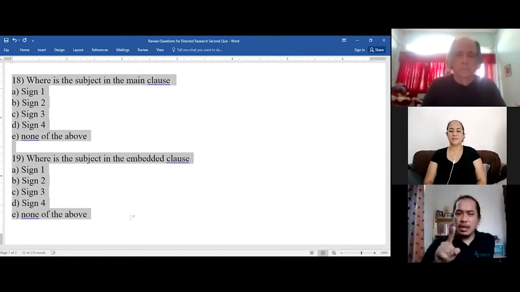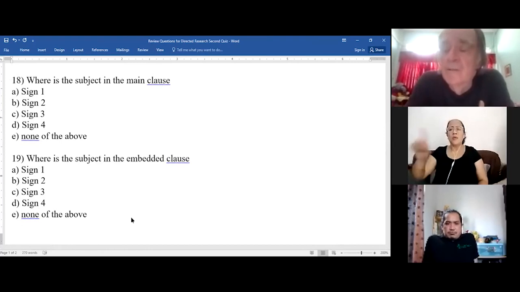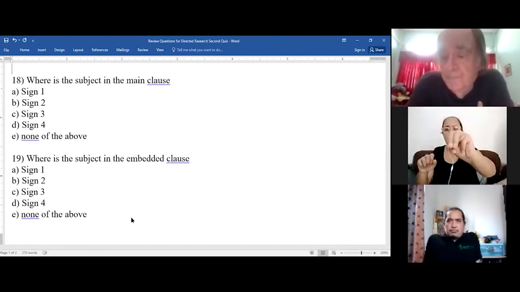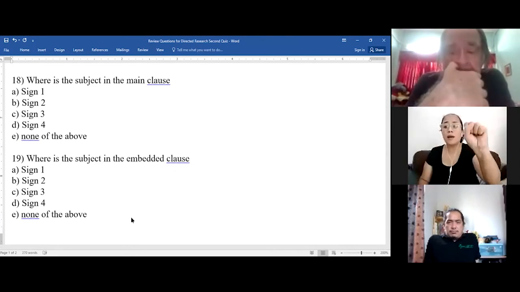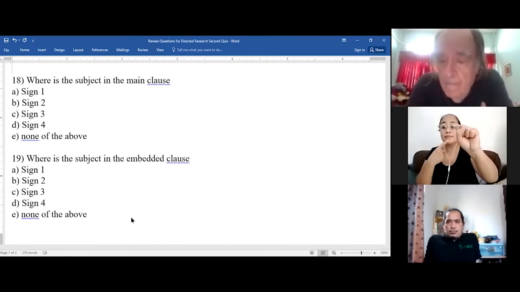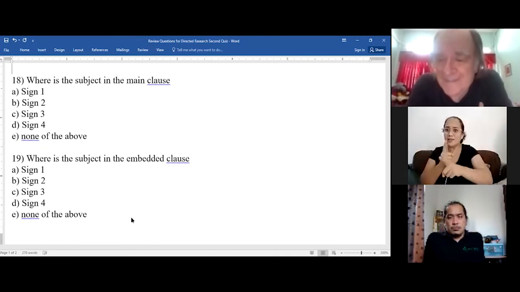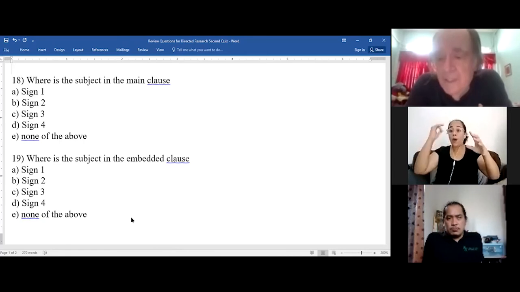Nat is saying, can we do number 18 again? Can we talk about 18? What is the subject of the main clause? Just tell me the subject. For the main clause, sir? Yes. There's no. Right, so it's E, none of the above. It's the whole sentence. The embedded clause is the subject.